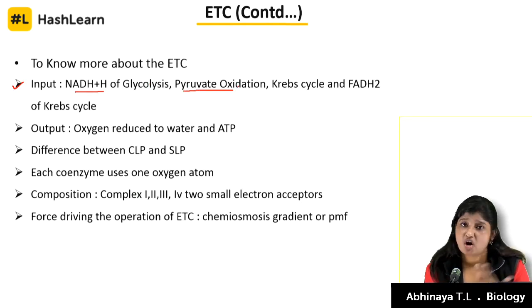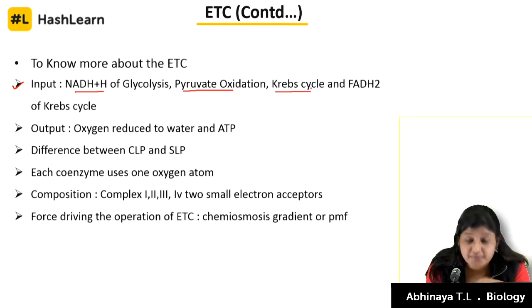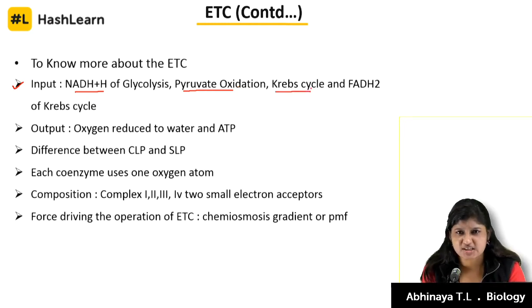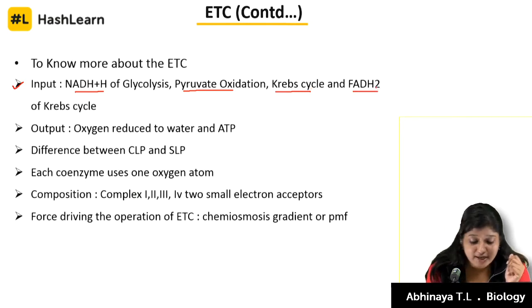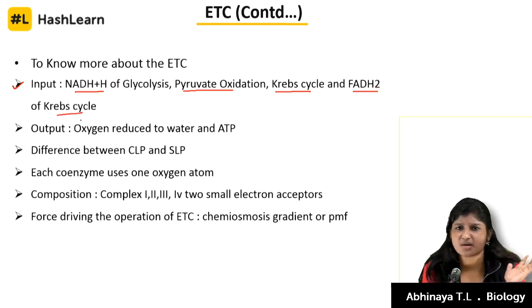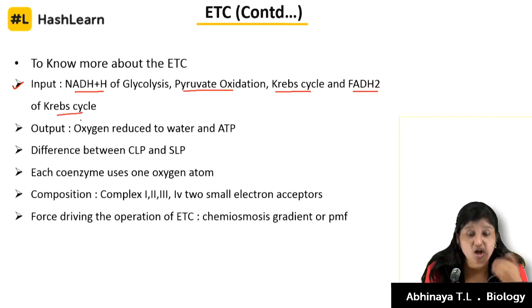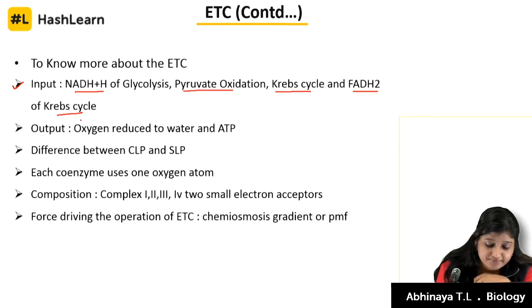Pyruvate oxidation, which we talked about in the link reaction, produces 2 molecules of NADH. Krebs cycle gives 3 molecules of NADH, just as I wrote when we talked about what we studied in the previous class, and FADH2 from the Krebs cycle. FADH2 comes only in the Krebs cycle. So these are all the inputs for our ETC.